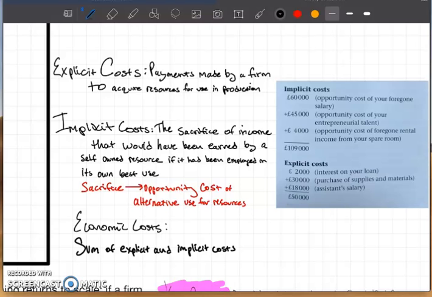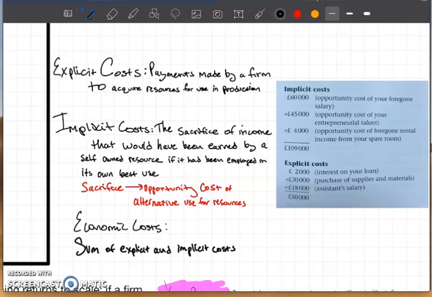The new cost that we're referring to is our implicit cost, which is the sacrifice of income that would have been earned by a self-owned resource if it had been employed in its own best use. So when we use that phrase sacrifice, we're referring to an opportunity cost, which is our alternative use of our resource. Now, implicit cost can also include the opportunity cost for anything that we own outright. Let's say we're not just talking about entrepreneurship, we're talking about the building that your company owns. So if you are going to occupy that building yourself with your own business, then you're not renting it out to anybody else, and that is potential lost income as a result of your first choice use.